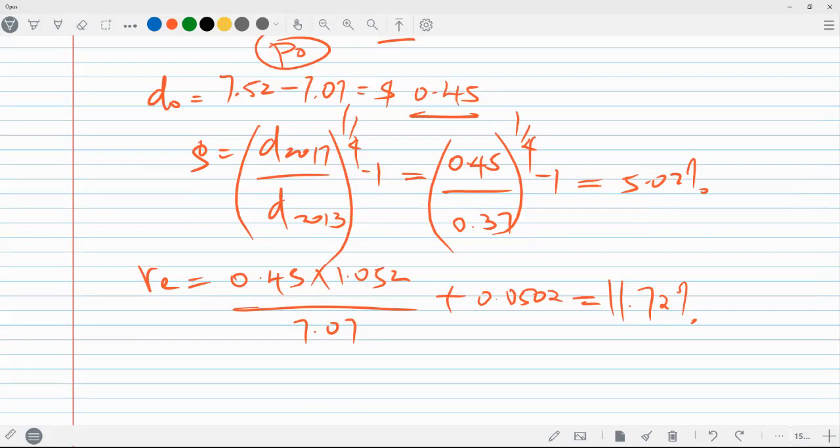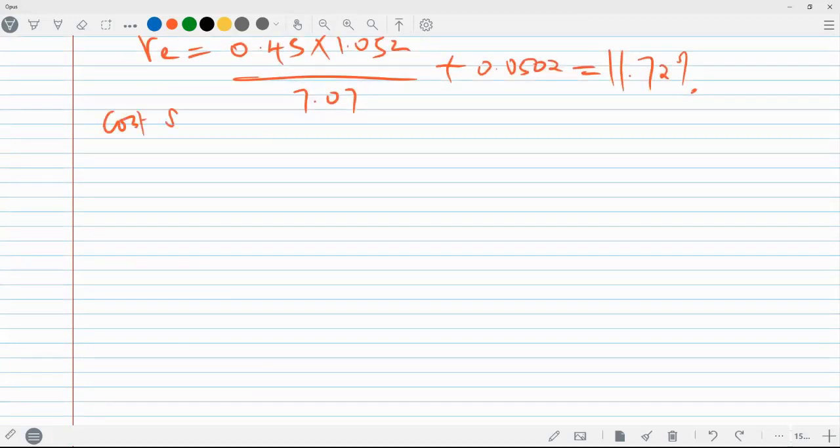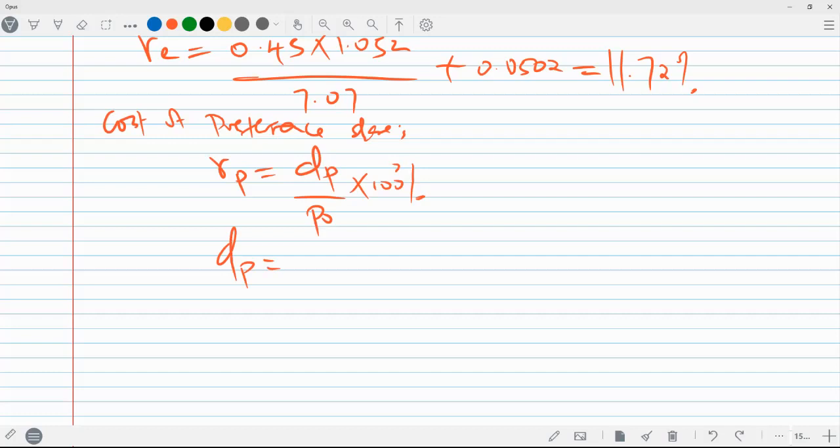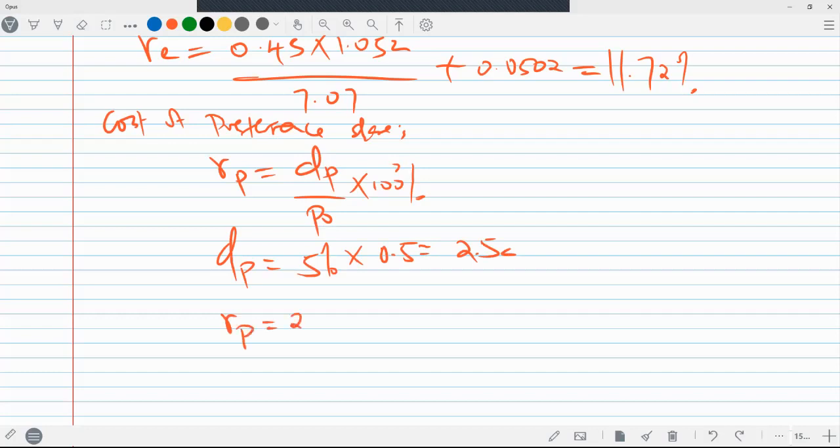Next, the next capital source is preference share. Then we get the cost of preference share, which is equal to the preferred dividend divided by the market value of the preference share. Of course, we express it as a percent. The preferred dividend for this preference share is paying dividend at 5% times its nominal value, which is 0.5, to give us 2.5 cents. Therefore, the cost of preference share will be the dividend, 2.5 cents, divided by the market value of this preference share, which is 1 cent, and we express it as a percent.